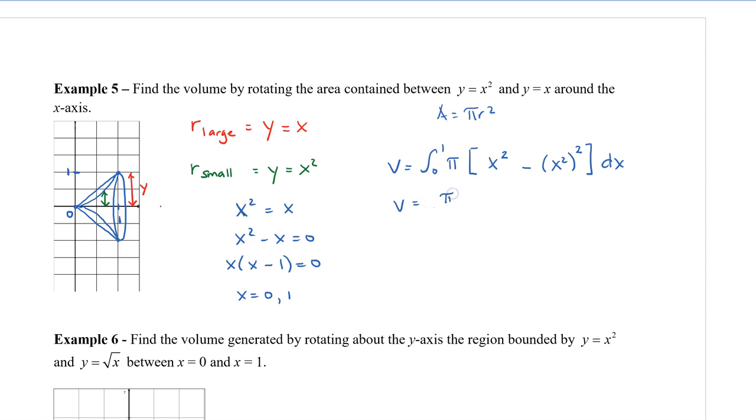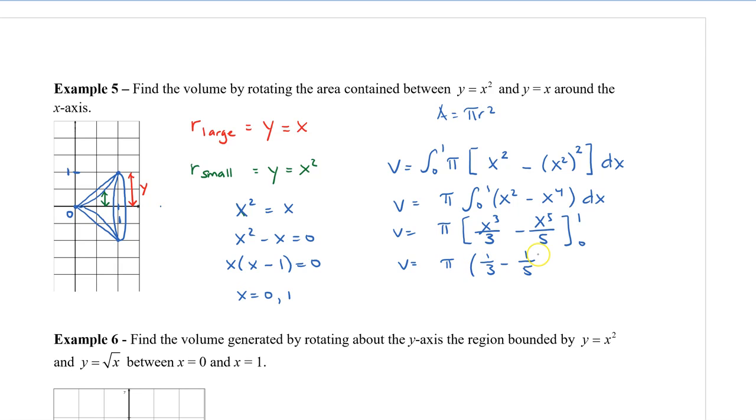So the volume is equal to pi, and I'm just going to simplify my inside here. So this will be x squared minus x to the 4 before I integrate. So then I get x cubed over 3 minus x to the 5 over 5 from 0 to 1. And then plugging in 1, I get pi times 1/3 minus 1/5. So the volume is going to be 2 pi divided by 15 units cubed.